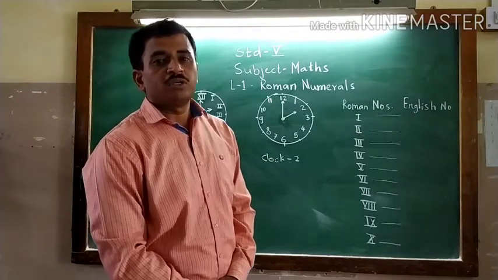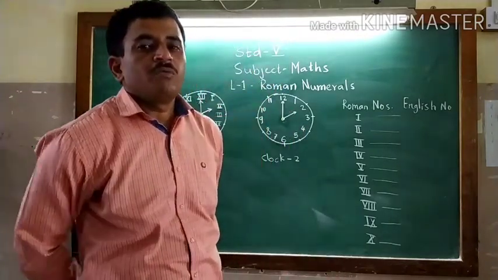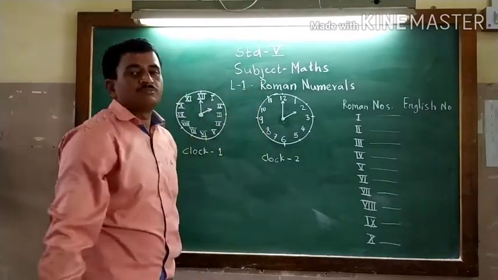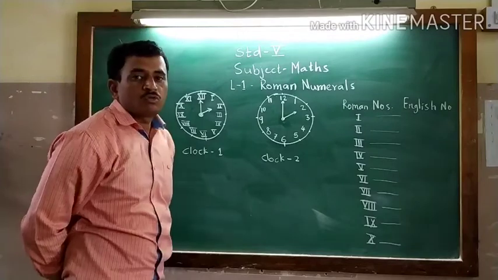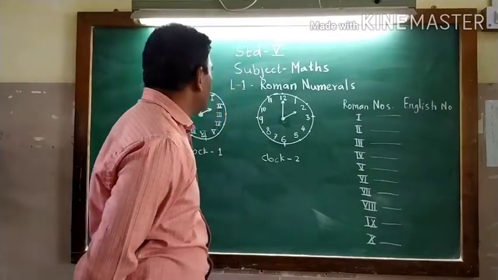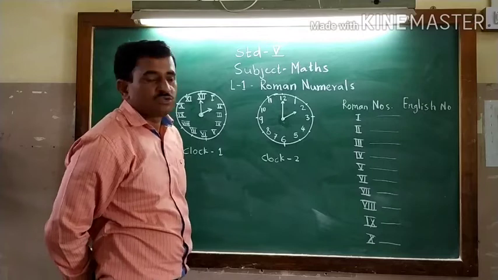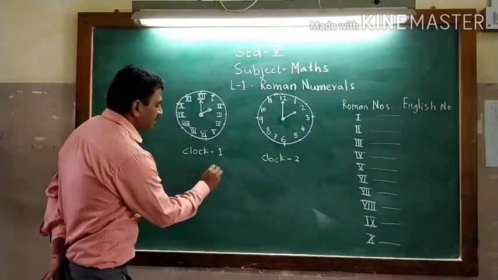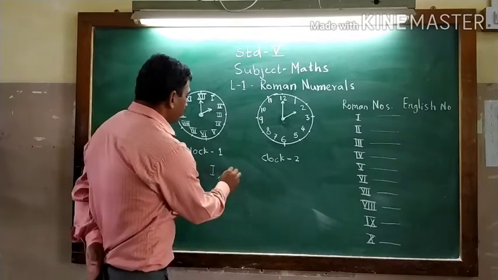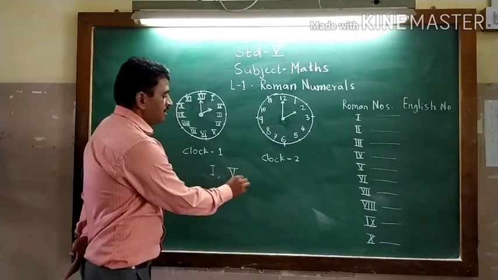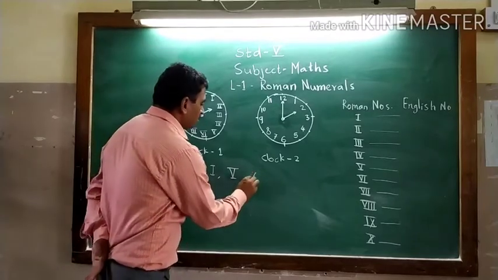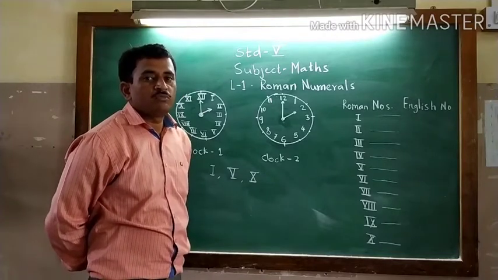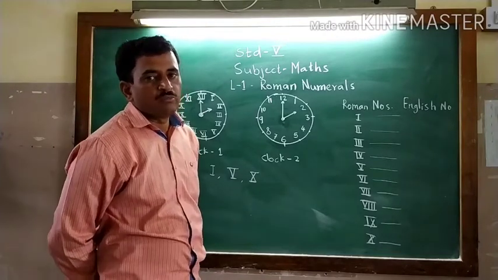Dear students, today we are going to see lesson number 1, Roman numerals of standard 5, subject mathematics. In Roman numerals, capital letters are being used. Which capital letters are being used? I, then V, then X. These capital letters are used in the Roman numerals to show the number.